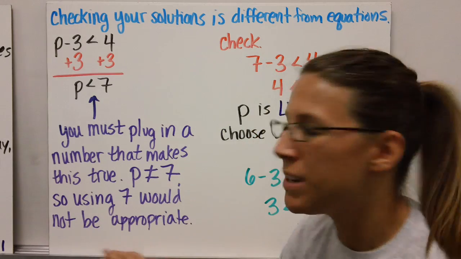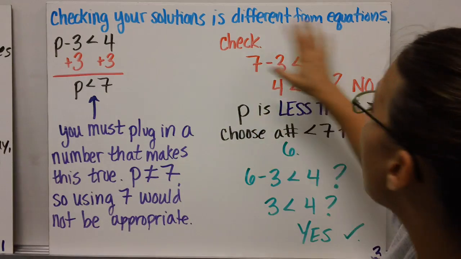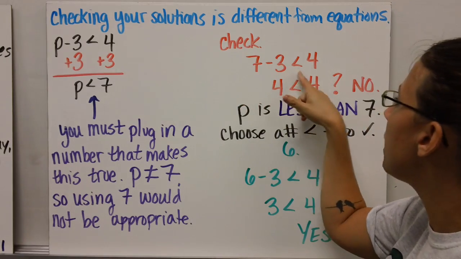So using 7 would not be appropriate, and let me show you why. If I were to check this and say, is 7 minus 3 less than 4?